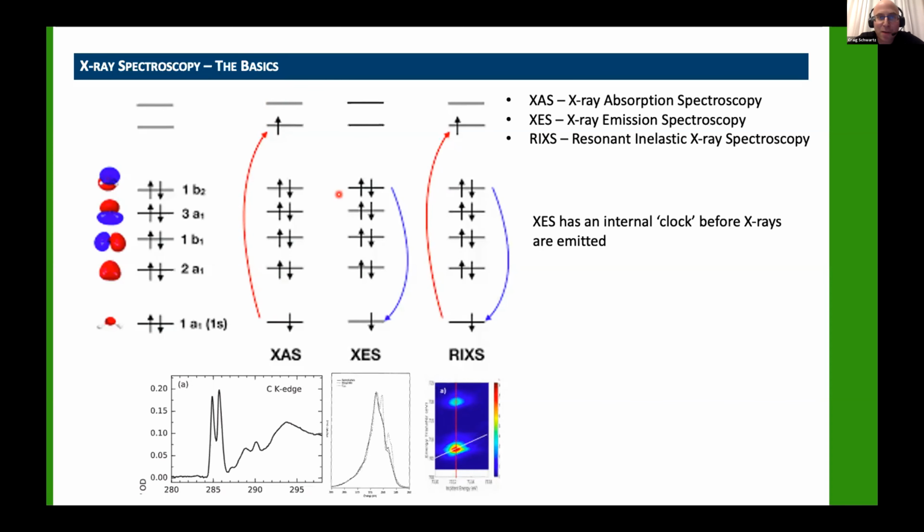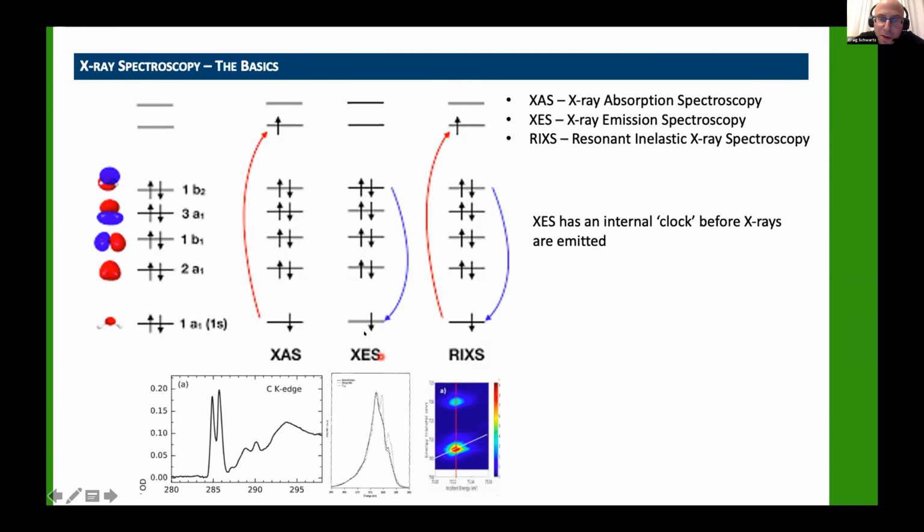You can also do the opposite of that, and that's called X-ray emission. You put in so much energy that the electron is effectively gone, and then you watch the electrons fall back down. Those of you paying close attention probably already guessed that you can combine these techniques and make a 2D chart called RIXS, which is resonant inelastic X-ray scattering.